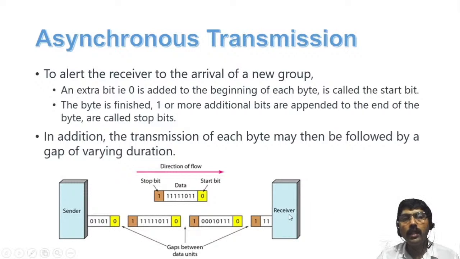The receiver has to identify the arrival of this bit stream. So one alert bit is sent at the beginning of the packet, that is 0. Whenever the 0 occurs, the receiver understands that some bit streams are coming. At the same time, an extra bit called 1 or some additional bits are added at the end. That is called stop bits.